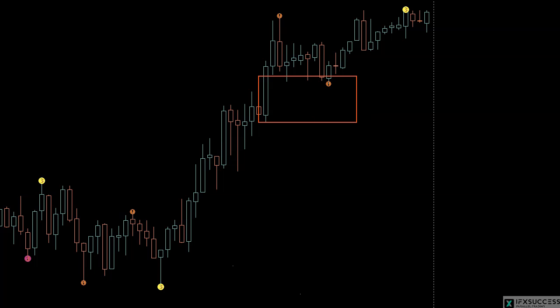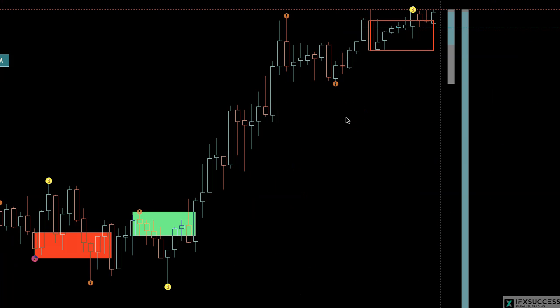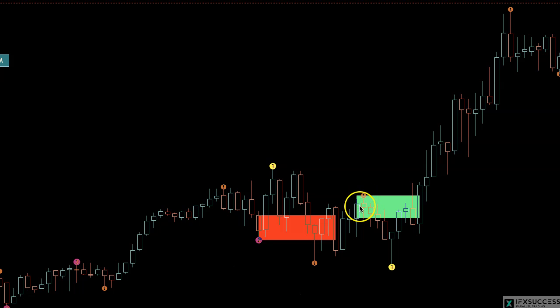So now let me just show you that it's actually doing it. So this is now doing it for me automatically. Right over here, the red box is going to be bearish, so we have to look for sell entries. This is on the 15 minutes.